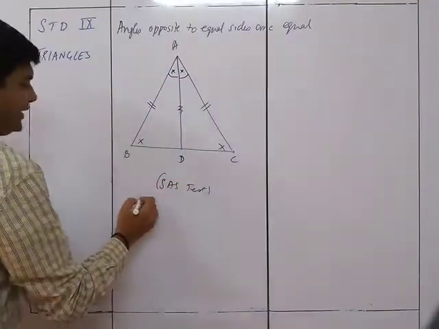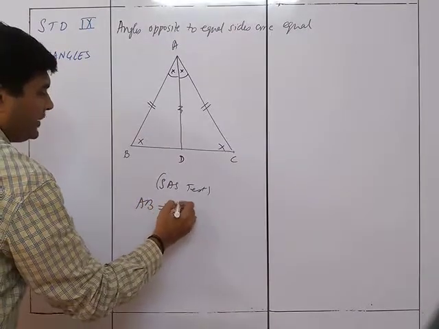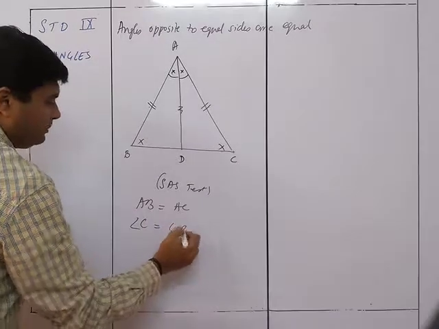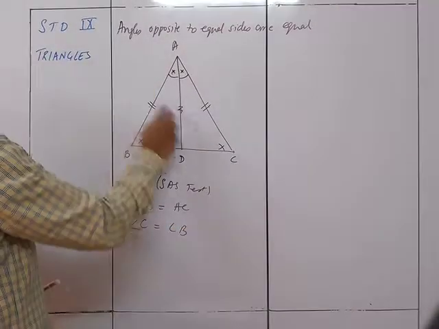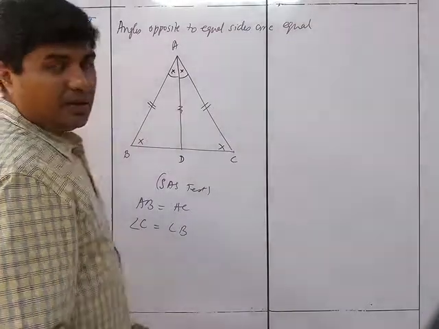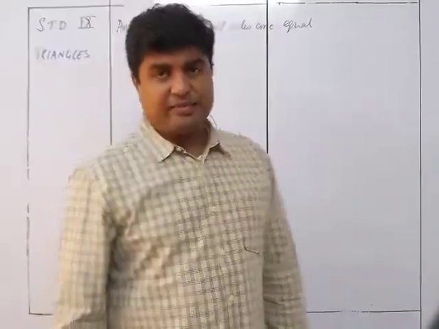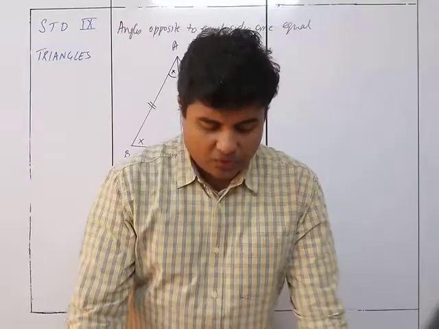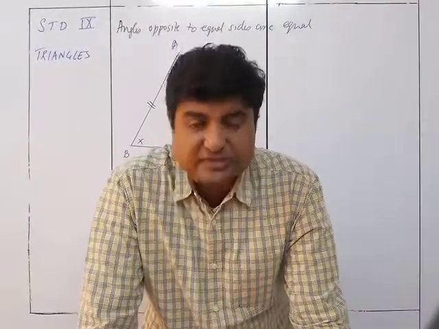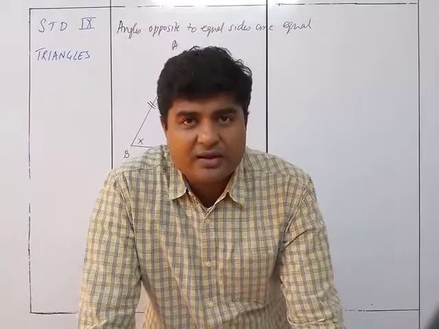Therefore over here, if AB is equal to AC, then angle C will be equal to angle B: opposite AB is C, opposite AC is B. So angle C will be equal to angle B. Of course, the meaning is the same, that the base angles are equal, but we will call it in a different manner. Similarly, the converse of it is that the sides opposite to equal angles of a triangle are equal.